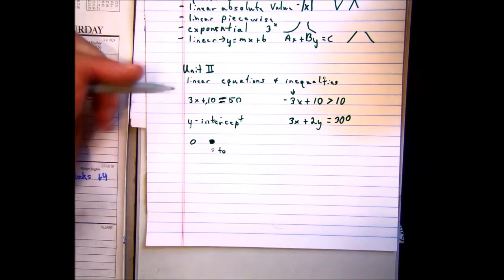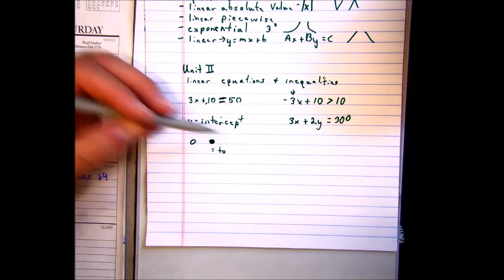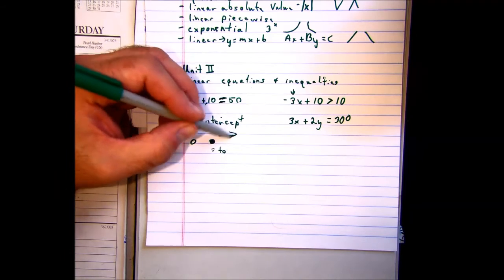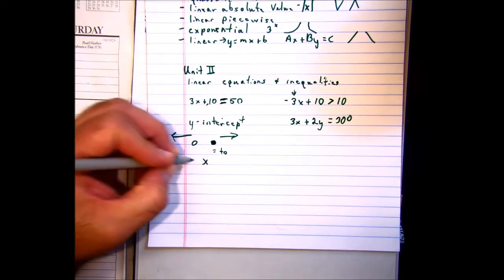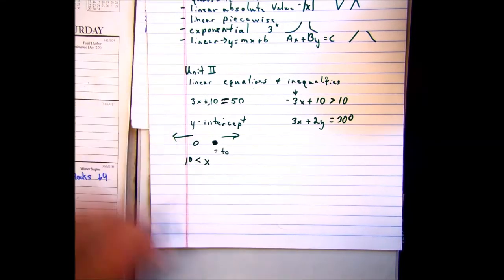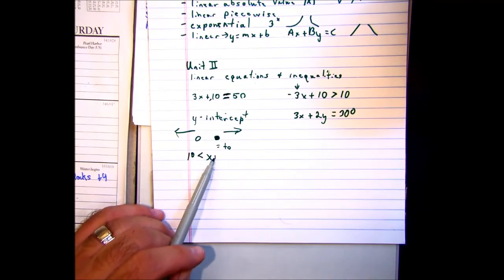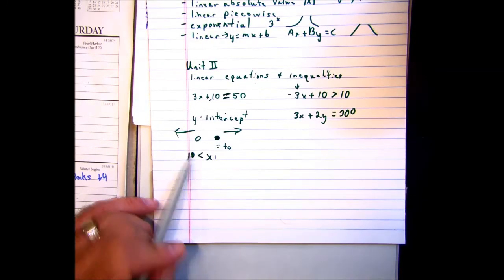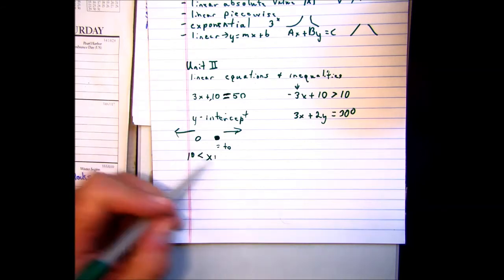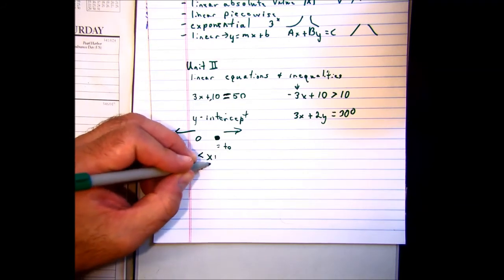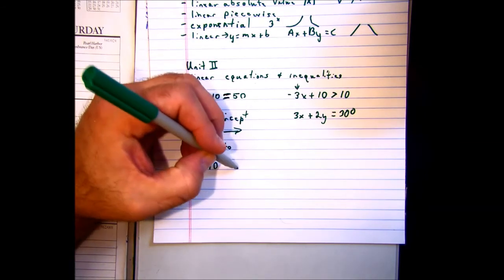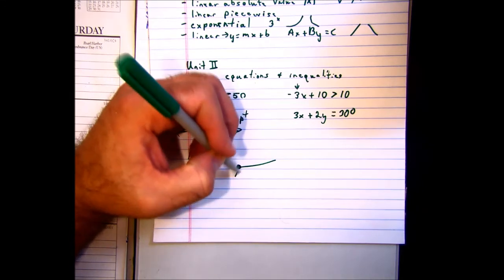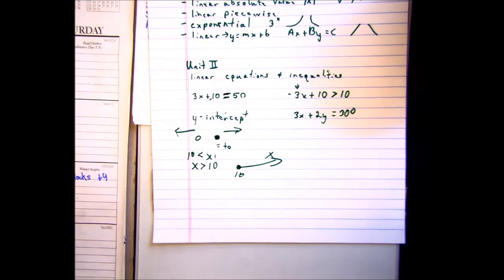What's greater than? Which way am I shading, or which way will the line go? To the right. Greater than is over here. Less than is always to the left. And you have to be careful because sometimes they write the variable on the opposite side. So you read it backwards. 10 is less than X, you read it backwards. Or you can flip everything and put it like this because they are the same. X is greater than 10. So this would be 10. X has to be over here.